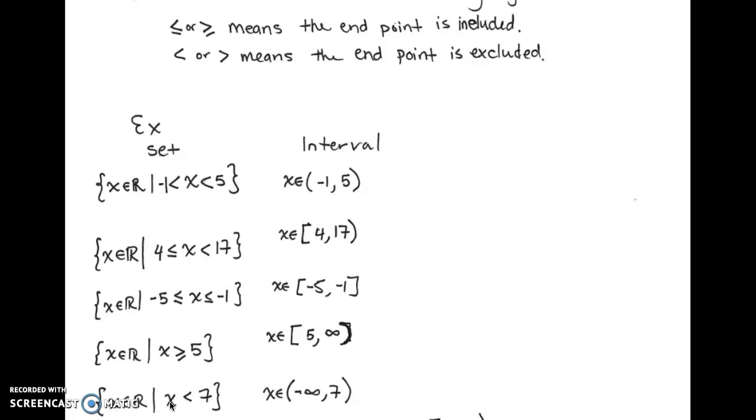And then if we wanted it to be less than 7, then really what we're doing is we're going from -infinity all the way to 7, and we can't include -infinity, so it's a round bracket, and then they also didn't want us to include 7, so it would get a round bracket as well.